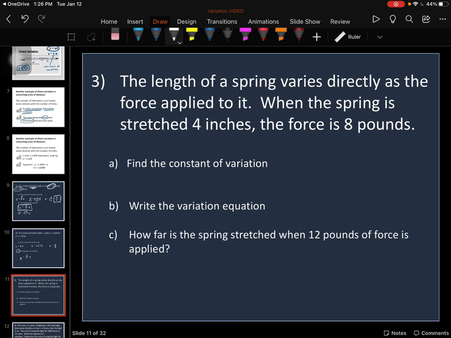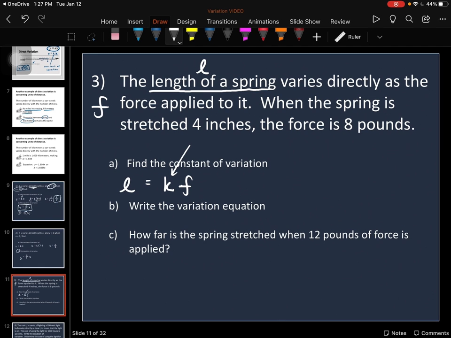It says the length of a spring varies directly as force applied to it. When the spring is stretched 4 inches, the force is 8 pounds. So the length of the spring, let's call the length of the spring L. We're going to use a different variable besides x and y. The length of the spring varies directly as force, so we're going to call that F, is applied to it. We always have to put our k value first, or your a value. That's the constant of variation. So every time the length of the spring, that's L, varies directly with force applied to it, there's going to be our equation. We always put a k up front, and then we worry about our other variables.